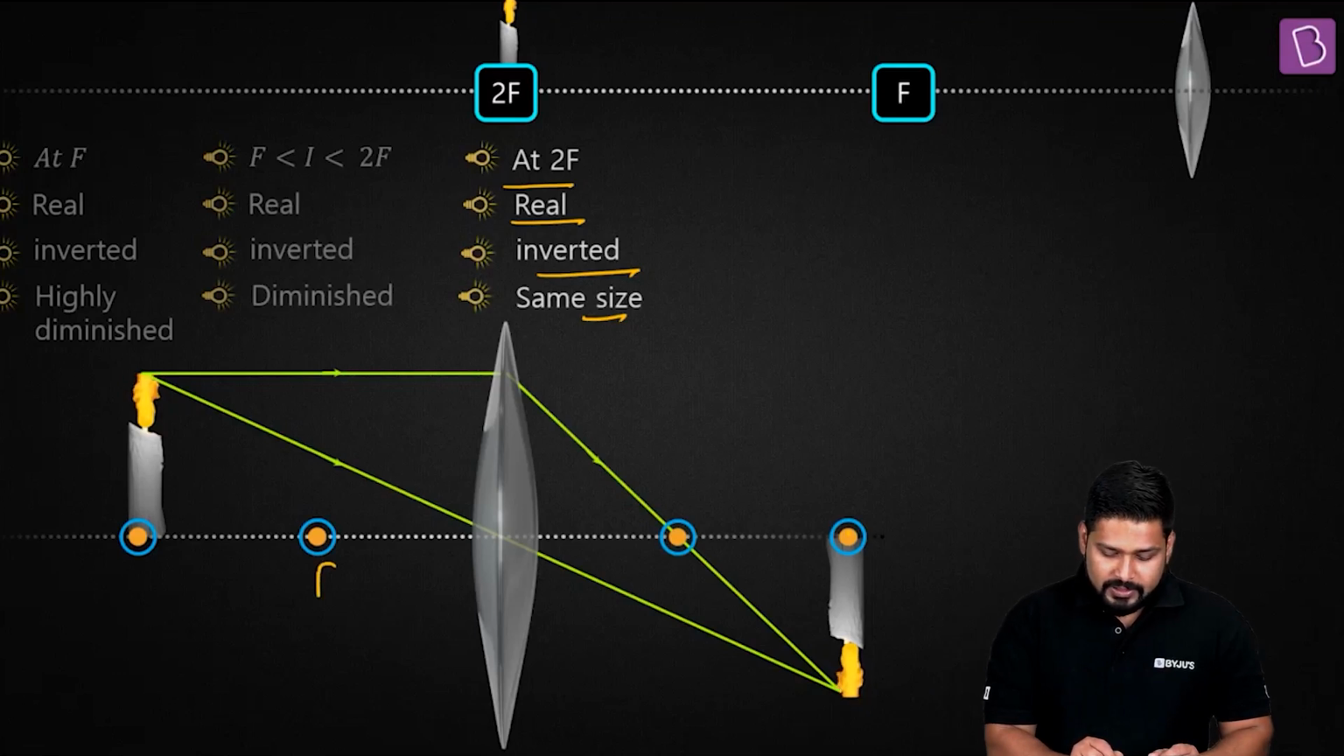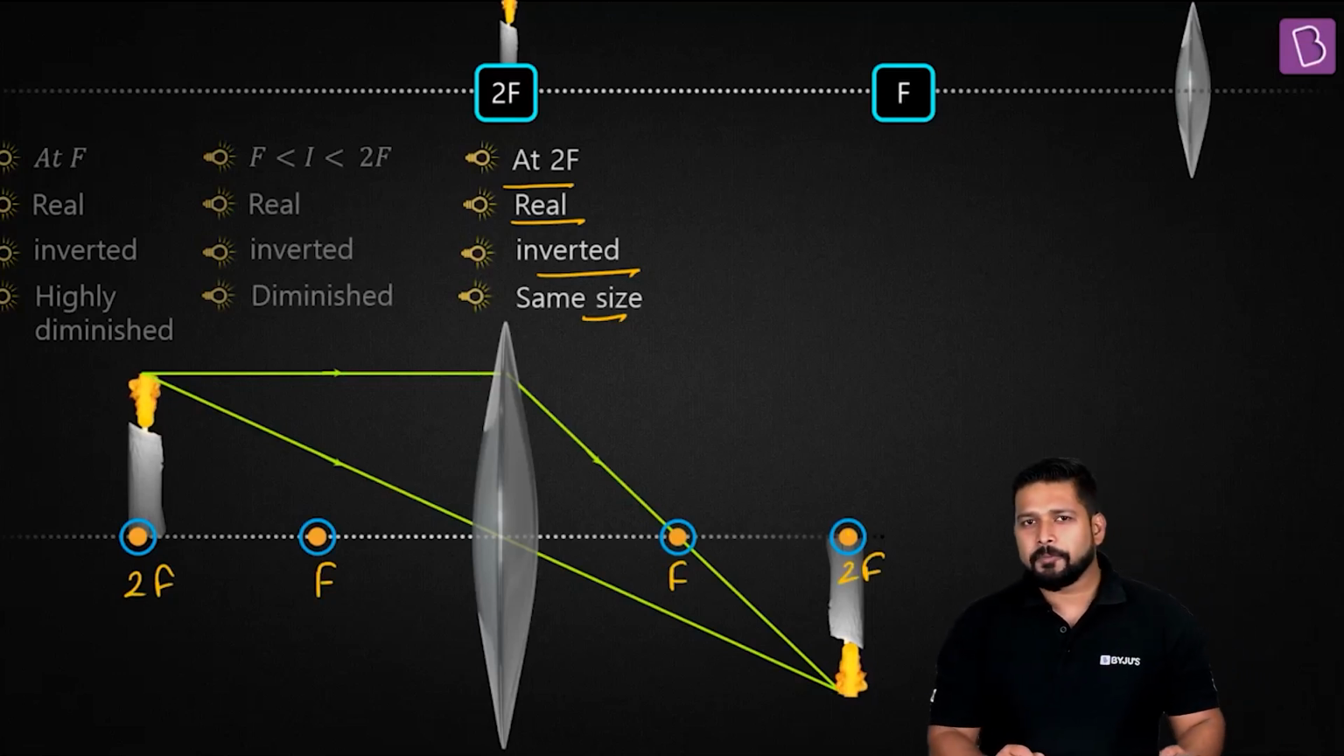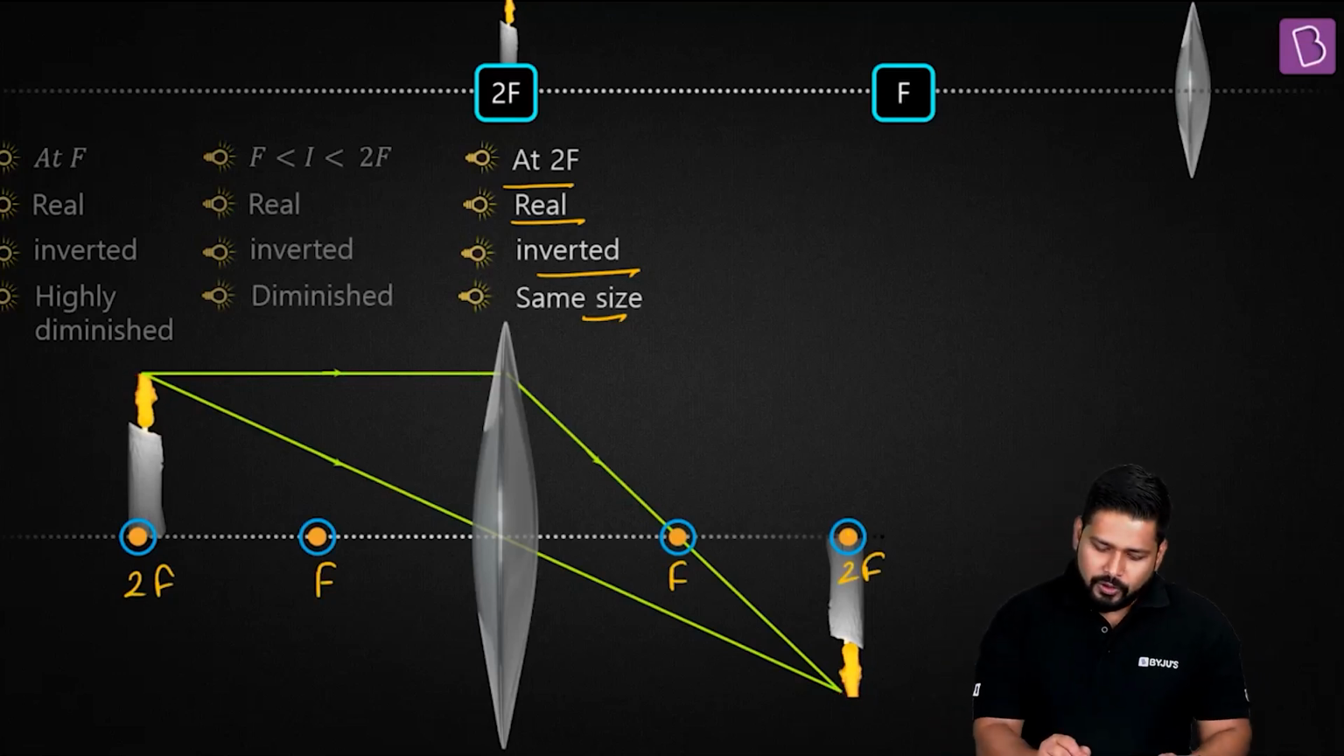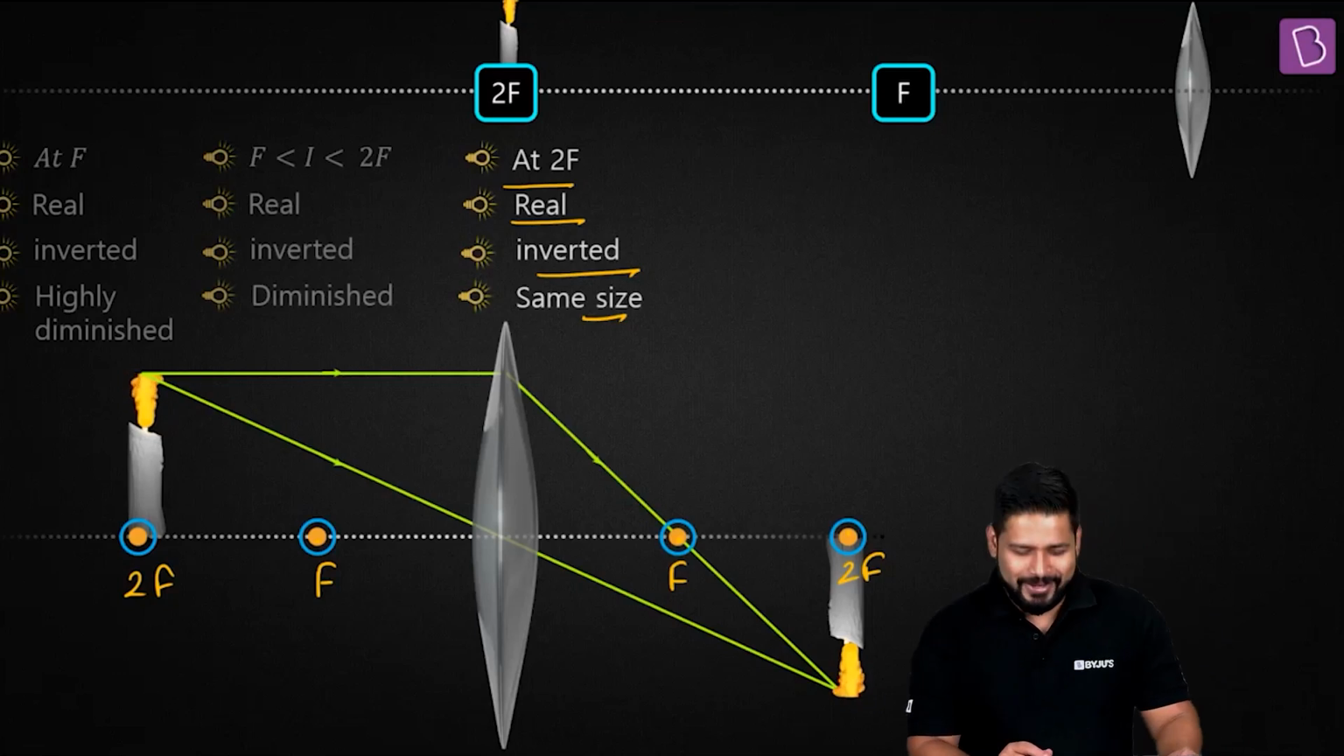So if this is f, this is also f, this is 2f, this is also 2f. Okay, fine. The values are equal. But you know that this is the second principal focus, this is the first principal focus, and these two are the centers of curvature.